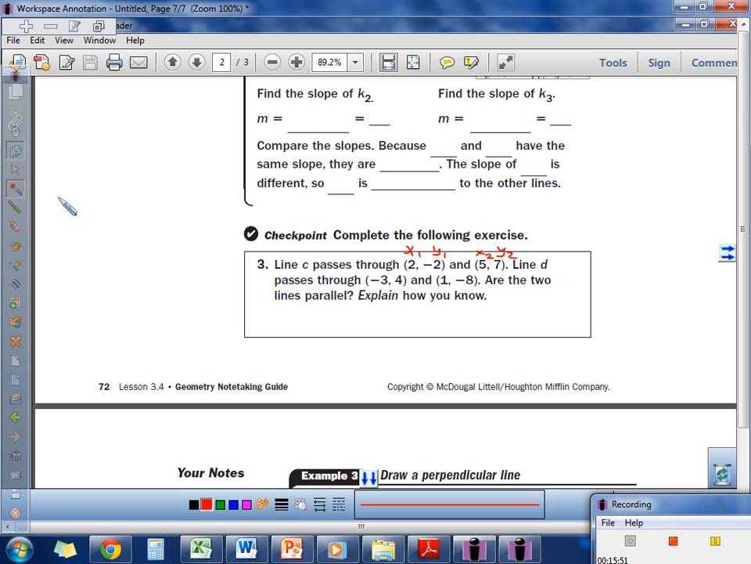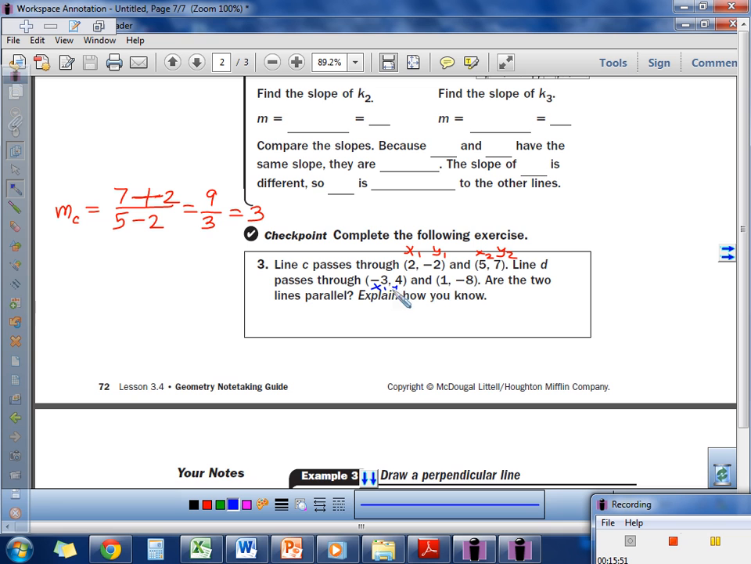Now I can plug in my formula. It's y2, and it's good to note it: slope for line C is how I like to write it. Slope is m, line C down low. So slope for line C is y2, which is 7, minus y1, which is negative 2. So next up we have 5 minus negative 2. A lot of you notice this: subtracting a negative changes to a positive. So 7 plus 2 is 9. 5 minus negative 2 is 5 plus 2, which is 7. 9 over 3 is 3. Pretty simple.